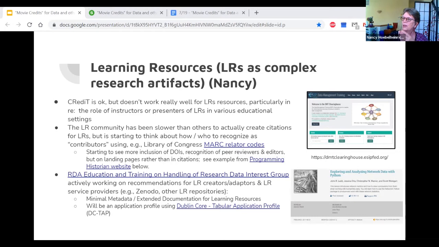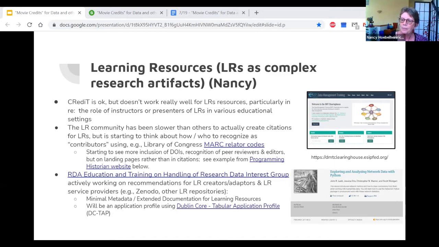And then I should also mention that ESIP's data management training clearinghouse has had citations for learning resources for quite a while and includes some other kinds of contributions as part of the citation. So that's interesting to look at as well. Those are part of the short courses if you're interested in looking at those.